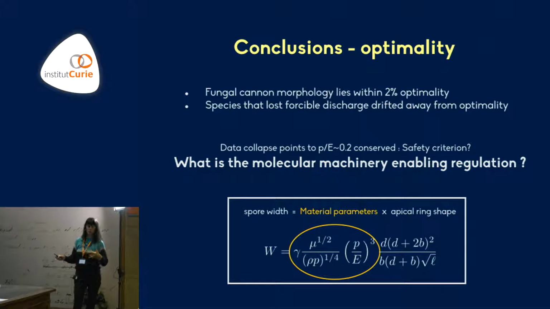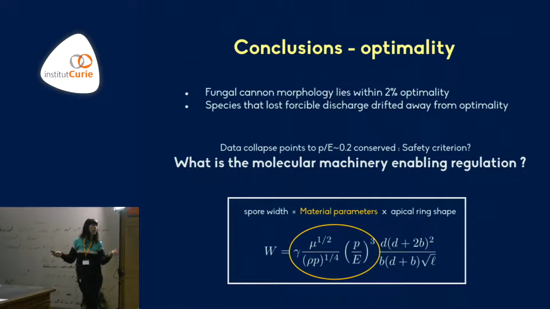Mu is the dynamic viscosity of the fluid, the epiplasmic fluid inside the cell. P is the initial pressure at ejection, and rho is the density of the spore. These are to the power 1/2 and 1/4. The major term in this expression is P over E because it's to the 3rd power.